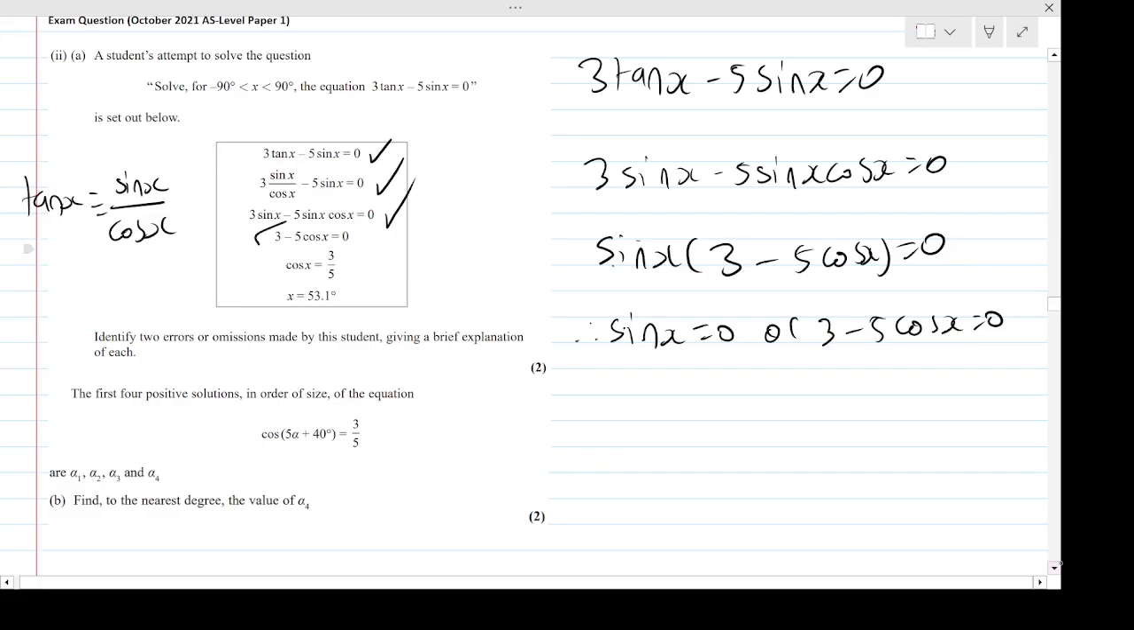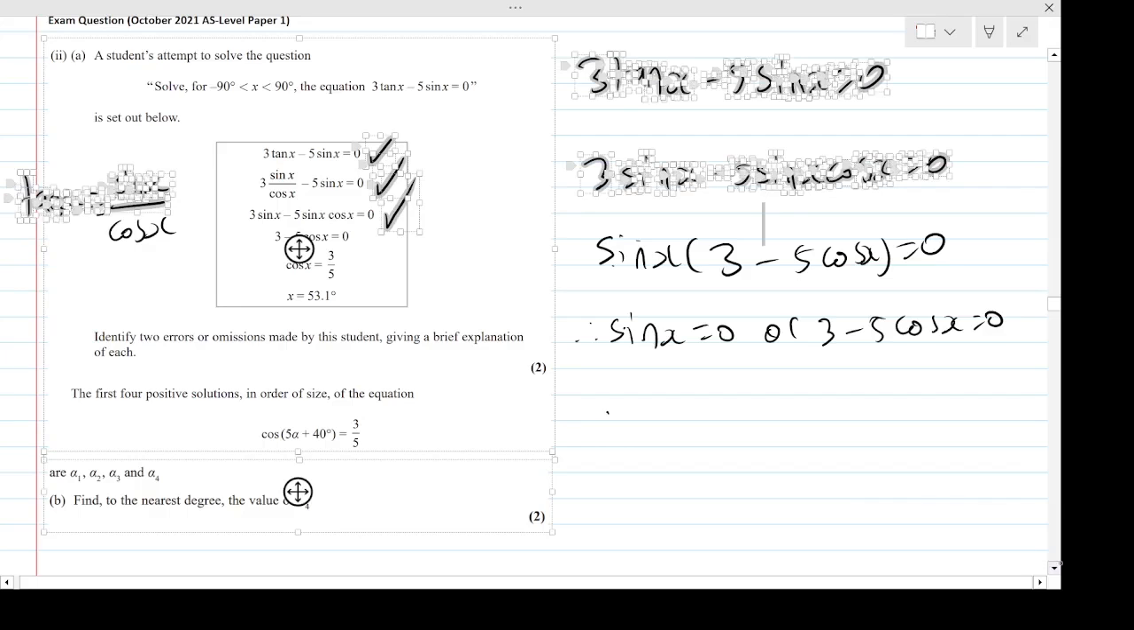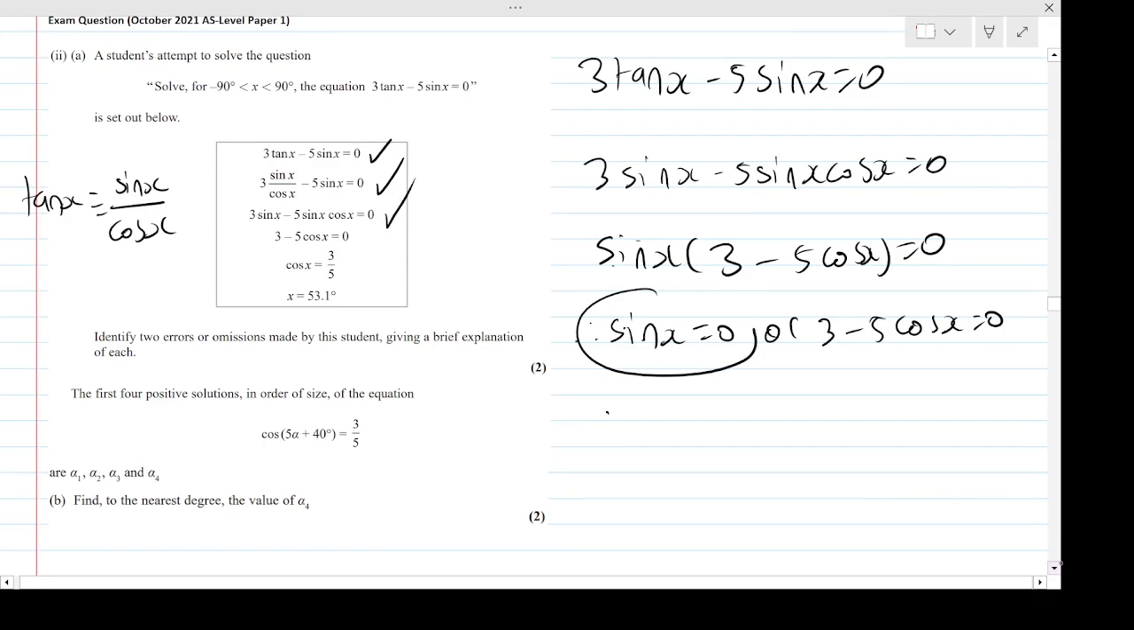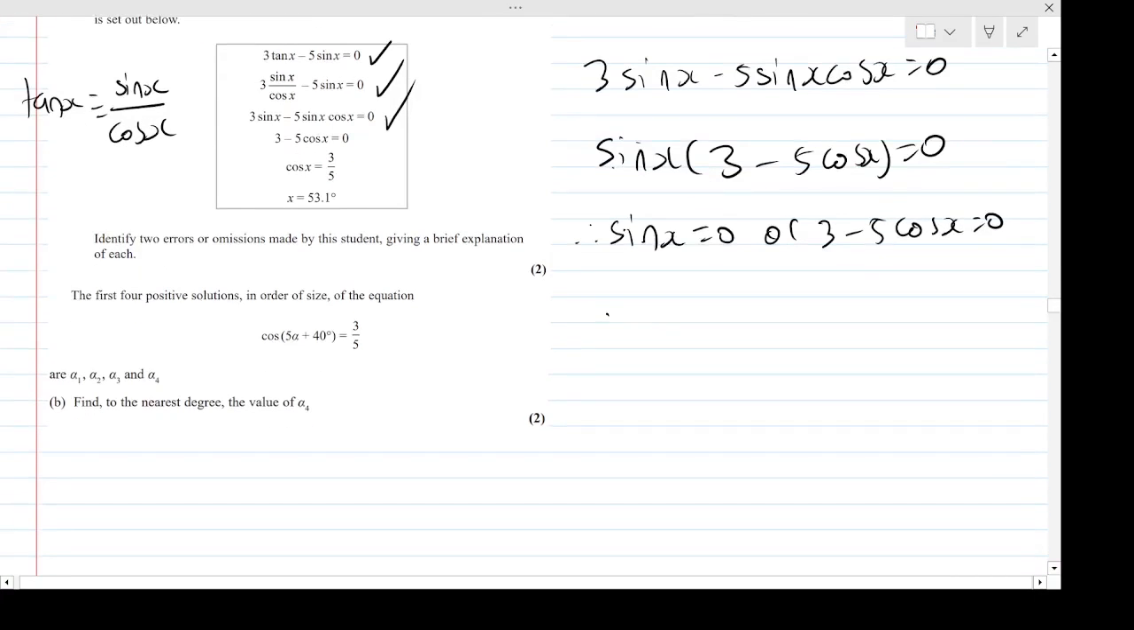Well, hang on, let's compare to what they've got. All they said was 3 minus 5 cos x is 0. They've not got this other equation as well. So that's my first error. So if I make a note of that then, down here, part A, I think.